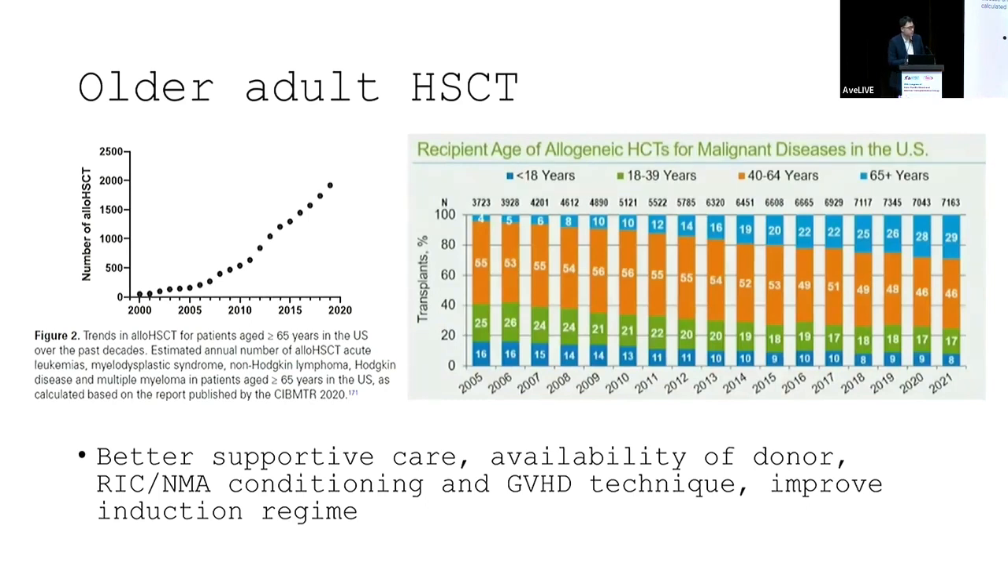I think this has been shared yesterday by Professor Anna Sureda and Professor Margaret, that we are doing more and more allogeneic transplants in older patients. This is from CIBMTR. You can see up to about 30% of the patients transplanted in the US are actually aged more than 65 years old. And this is due to better conditioning regimens, supportive care, good T cell and NK cell depletion techniques, as well as improvement in induction regimens.